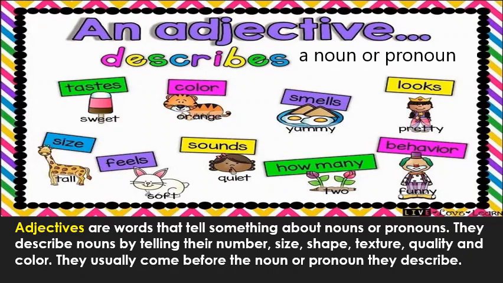Do you know what adjectives are? Very good. Adjectives are what we call describing words. They tell something about nouns and pronouns. They describe nouns by telling their number, size, shape.